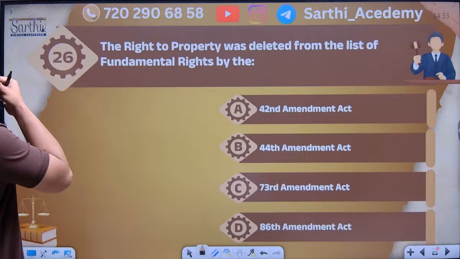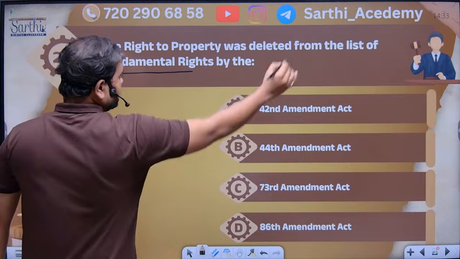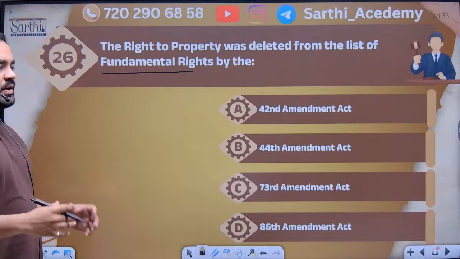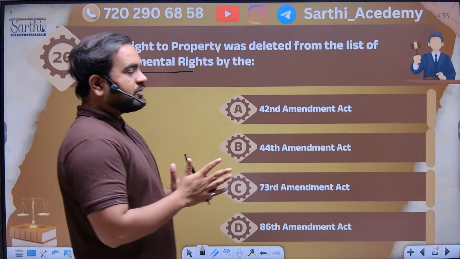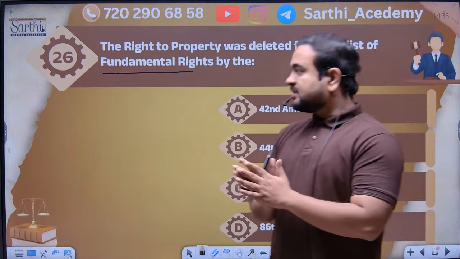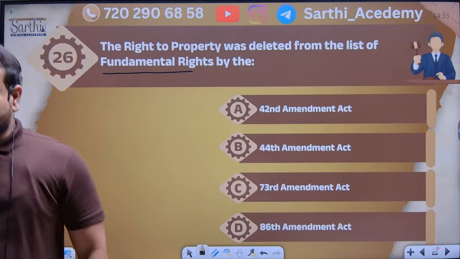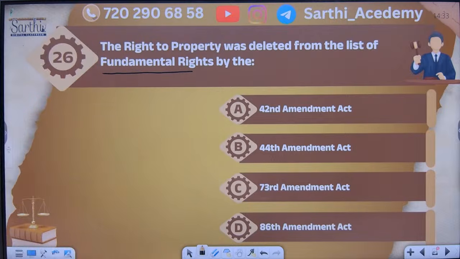The right to property was deleted from the list of fundamental rights by which amendment? So after that amendment, right to property was actually deleted from the fundamental rights. Please answer. After which amendment act was it deleted, repealed from the Constitution? Please answer.